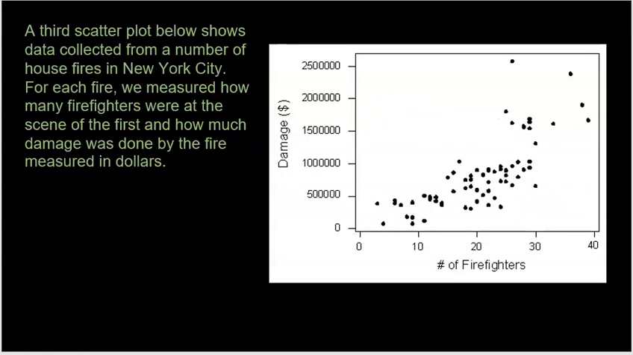All right, here's another one. A third scatter plot below shows data collected from a number of house fires in New York City. For each fire, we measured how many firefighters were at the scene of the fire. Man, a lot of typos, I apologize. And how much damage was done by the fire, measured in dollars. So again, what we did here was we looked at the explanatory variable of how many firefighters were on the scene.